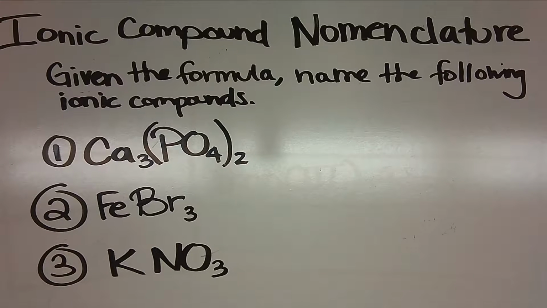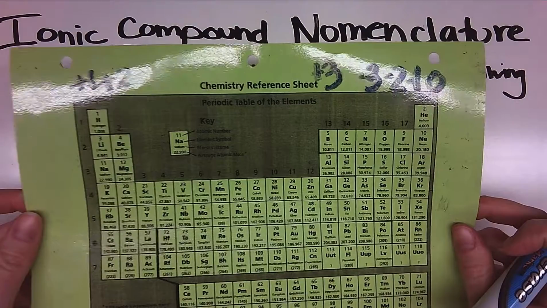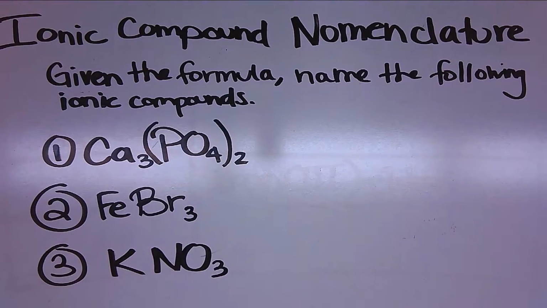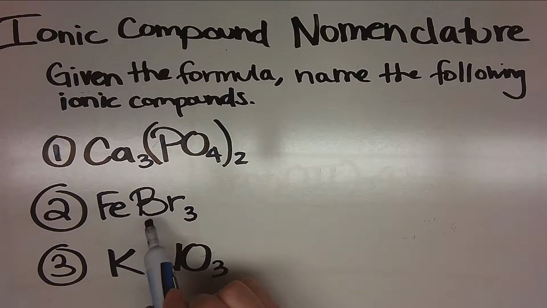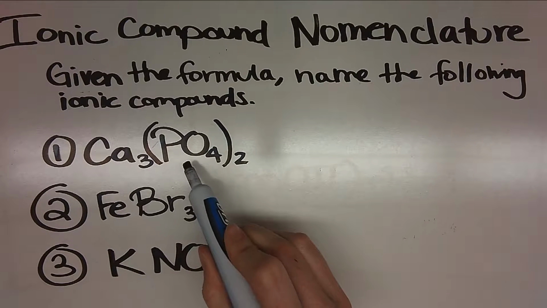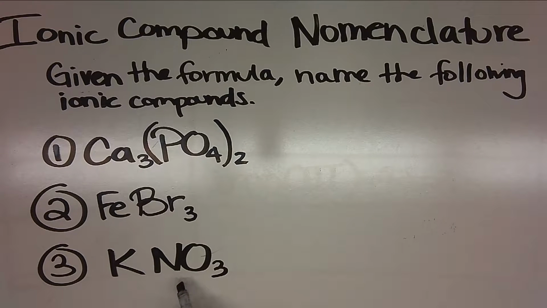You may remember as well that the cation keeps its original name unless it is a transition metal and falls in the middle, and we'll talk about that once we get to that question. Remember that monatomic anions keep the root of their name, drop the end, and add "ide" onto it. And that polyatomic groups have a special name that is found on the back of our chemistry reference sheet.